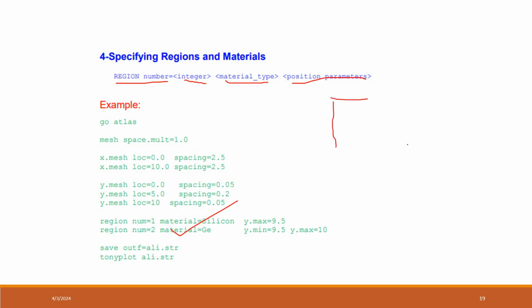Suppose you have a device, and this is the region you want to define. So you want to define this whole region. What is this value? This is x minimum. What is this value? X maximum. And this is y minimum. This is y maximum. So in this way you can define it in the simulation tool.